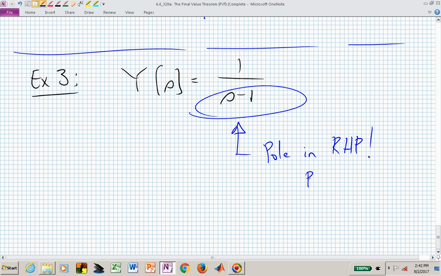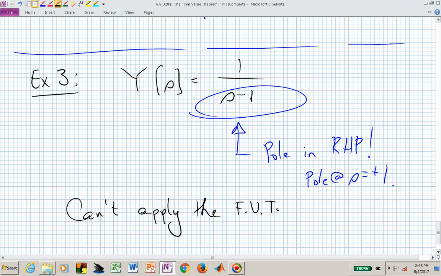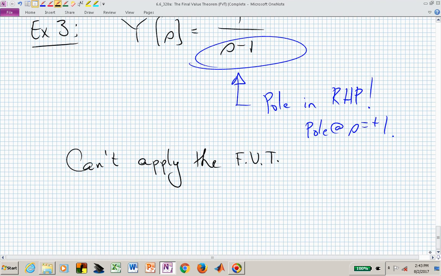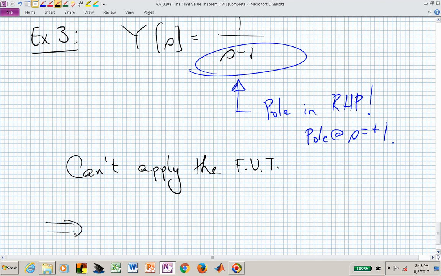We have a pole at s equal to plus 1. And because of that, we can't apply the final value theorem. We can't use the final value theorem to tell us what's going to happen as t goes to infinity. In fact, you should be able to, by inspection, determine what is this little y of t as a function of time based on that Laplace transform capital Y of s.